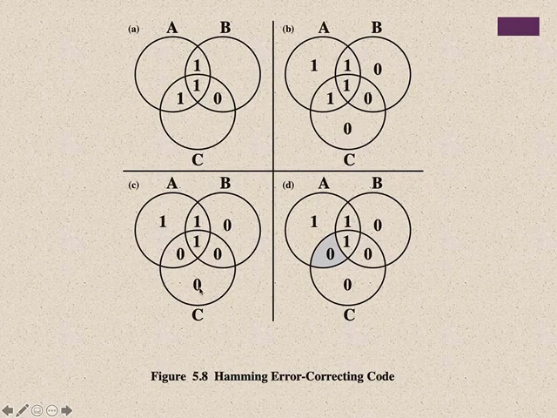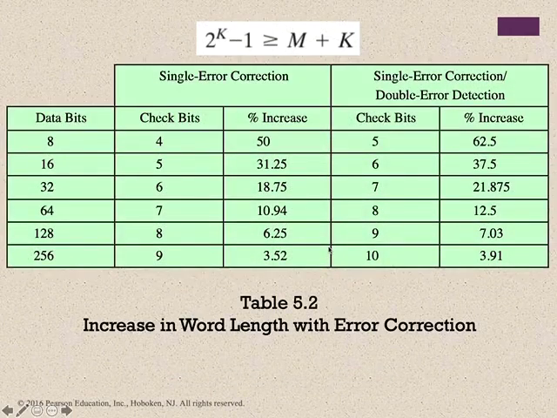So assume that the data we receive is something like this. You see this 0 has changed to this 1. The rest is the same. But how do we know there is an error? We look at this circle and we see it's odd, but it should be even. It means some bit is wrong, but which bit is wrong, we don't know. Then we look at circle B, it's even, that's fine. We look at circle C, it's odd, but it should be even. So it means that this bit is wrong. This way we know which bit is in error and how to correct it.